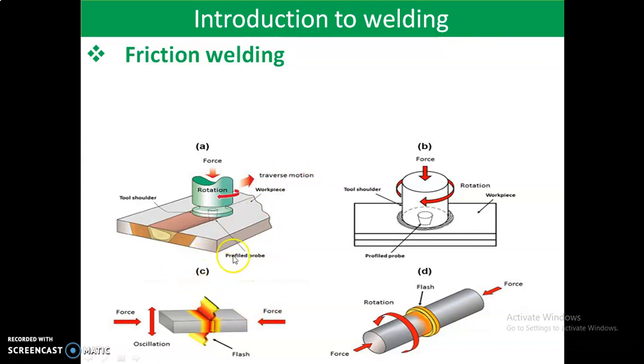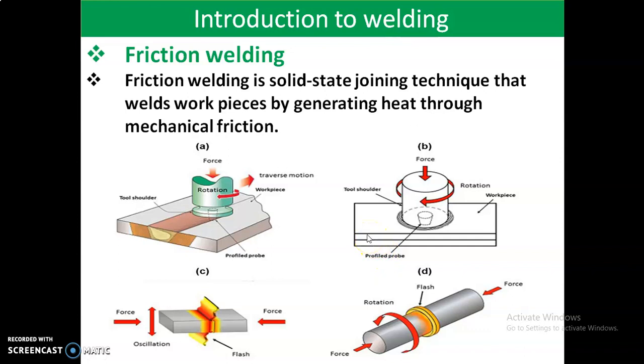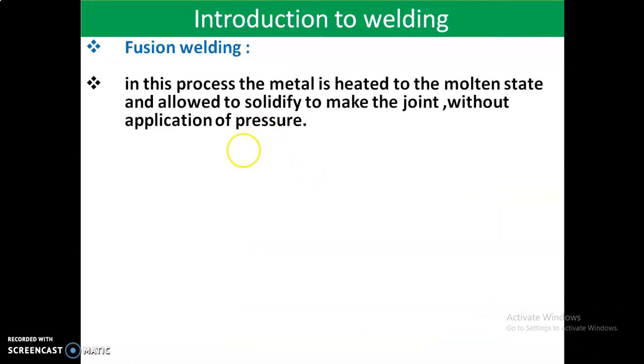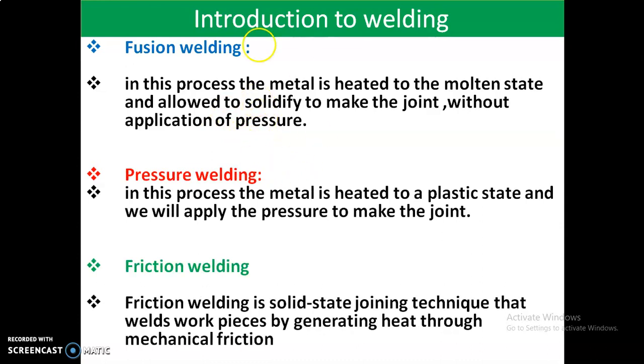Once again listen, what is friction welding? Friction welding is a solid state joining technique that welds workpieces by generating heat through mechanical friction. This is friction welding. I hope you understand fusion welding, pressure welding and friction welding. One is fusion welding, second one is pressure welding and third one is friction welding.